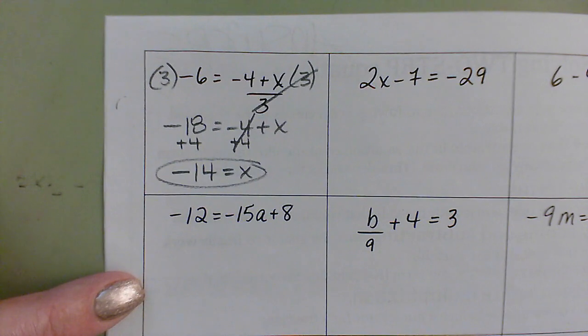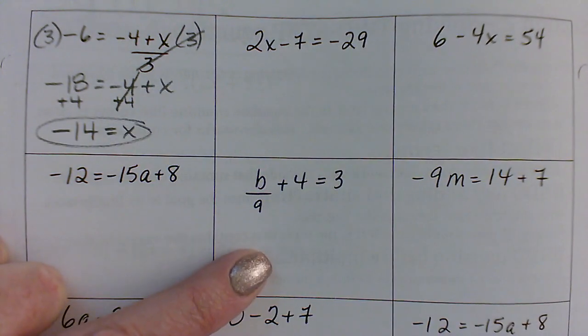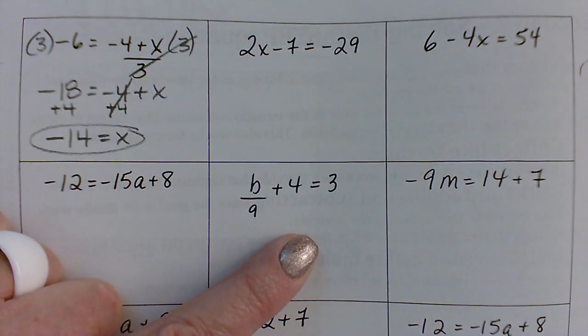The next ones, I'm going to jump to this one. b divided by 9 plus 4 equals 3. I'm going right here. So b divided by 9 plus 4 is equal to 3. I've got dividing by 9 and I've got a plus 4.